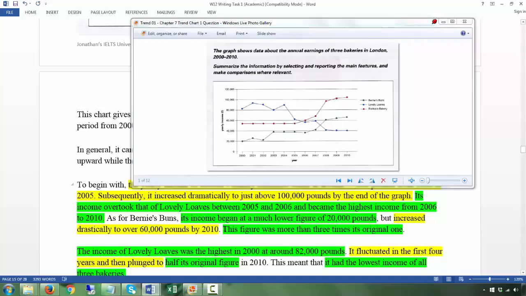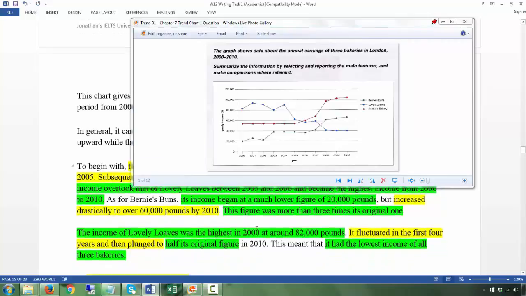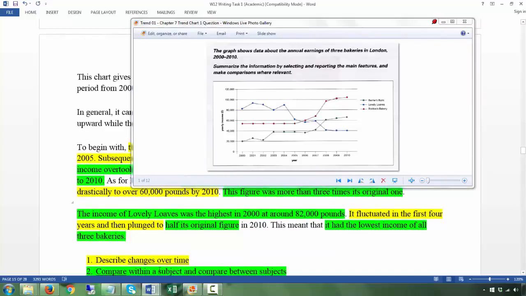This figure was more than 3 times its original one. Do you see this here? What am I doing? Green color, comparing between subjects. Sorry, not between subjects, but comparing within a subject also, which means comparing the first and the last. All right, I'm comparing, oh, this income is 60,000 plus, this one is 20,000. Wow. Remember I just said that's quite something, that's significant, so I mentioned it here. This figure, which means the end figure, over 60,000 pounds, was more than 3 times its original one. Do you see that comparison again? You're comparing this with this.